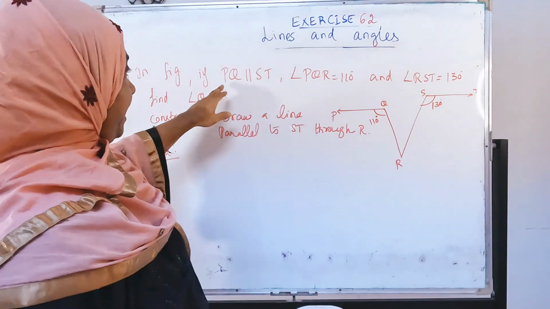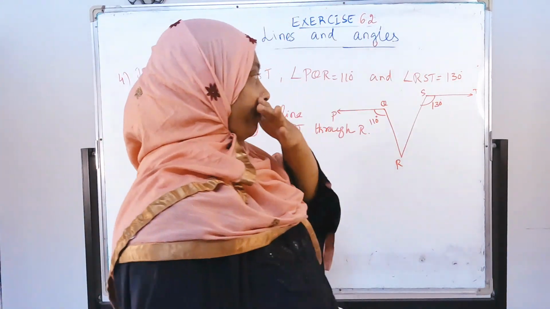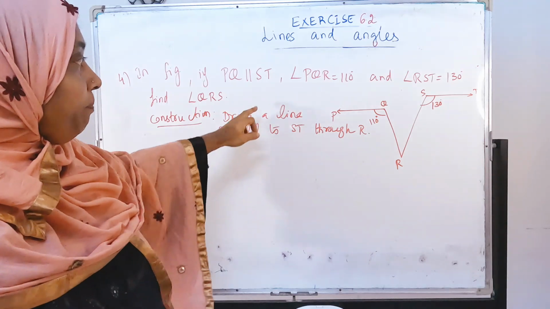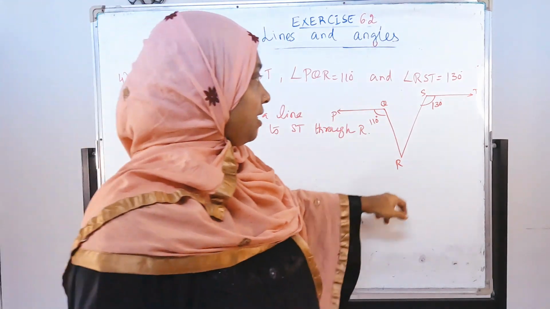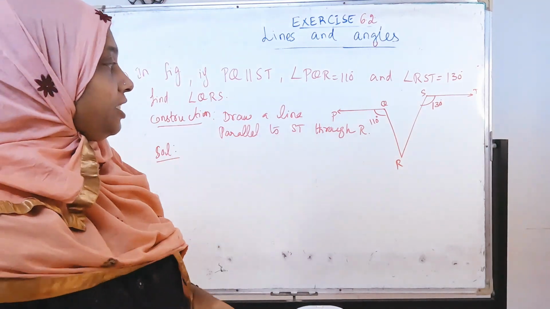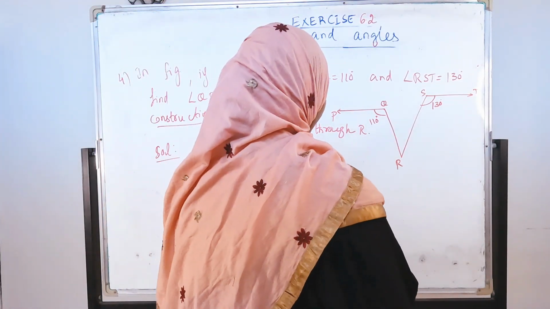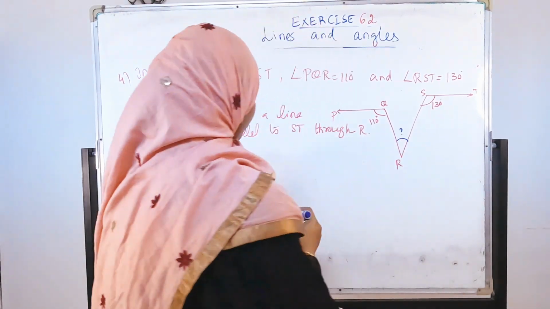In the sum, they have given PQ is parallel to ST. PQ is parallel to ST. And they have given PQR as 110 degrees. Then RST they have given as 130 degrees. Find QRS. Where is QRS? QRS is here, this small piece. We have to find this one, QRS.